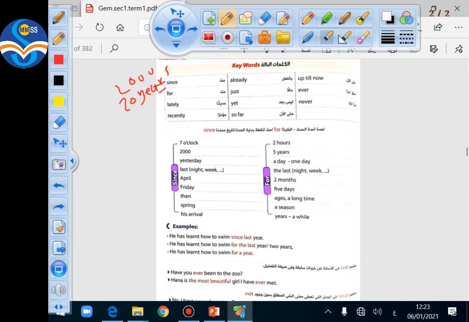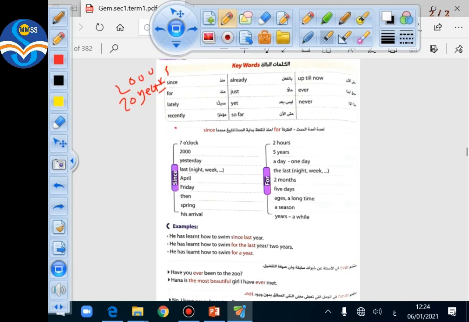We've got lately, recently, already, just, yet, and keep in mind that yet goes with a negative in the sentence and then it comes at the end of the sentence. Then so far, up till now, and ever, which comes with the question, the first time, or something that didn't happen yet and is still happening, and it's the first time it happened, so I use ever. And never comes in the affirmative form while giving a negative meaning.